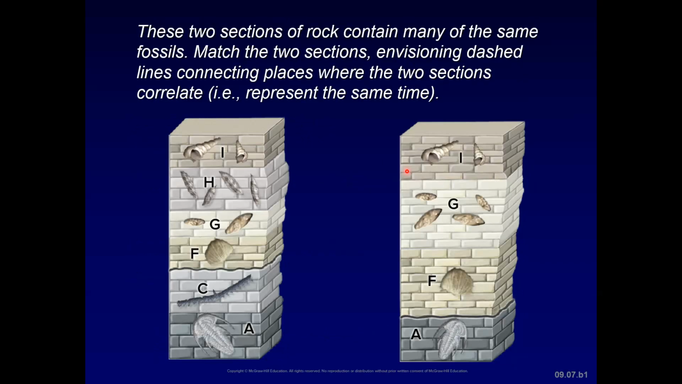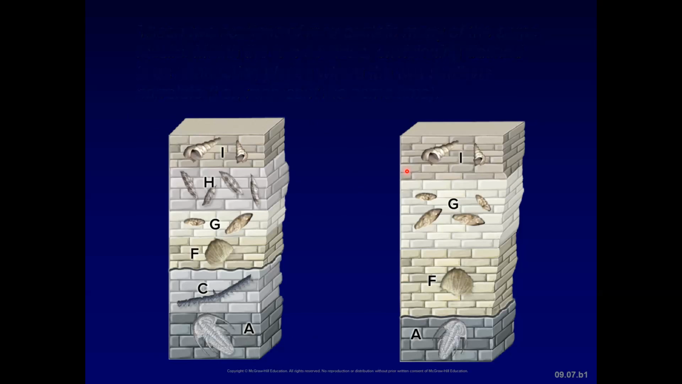So these two sections of rock contain many of the same fossils. We can match the two sections. We can draw dashed lines connecting the places where the two sections correlate or represent the same time in geologic history. And we have letters between like the same fossils, so I, G, F, C is only in one of these. So some units C and H are present in the left section but not in the right one.